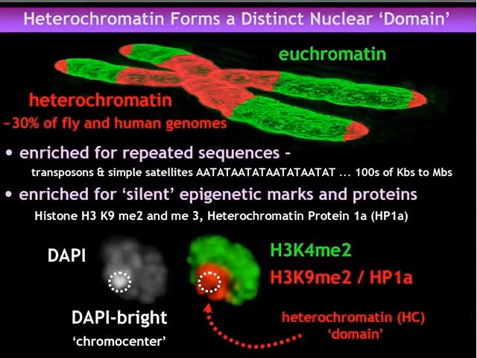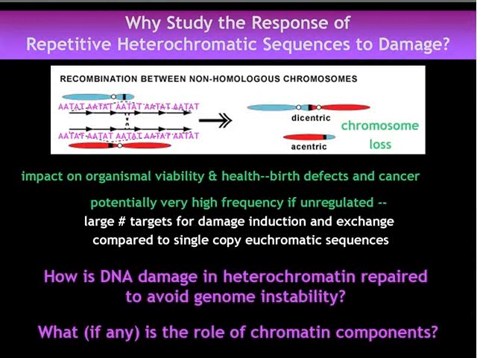Why study the response of these heterochromatic domains, and specifically repetitive sequences contained within them, to damage? The main reason is that many of these repeats, as shown here on the top, such as AATAT, are present in multiple copies on non-homologous chromosomes. And if you get a homologous recombination event between these repeats, you create dicentric and acentric chromosomes. This kind of aneuploidy has significant impact on viability and health in the form of birth defects and cancer.